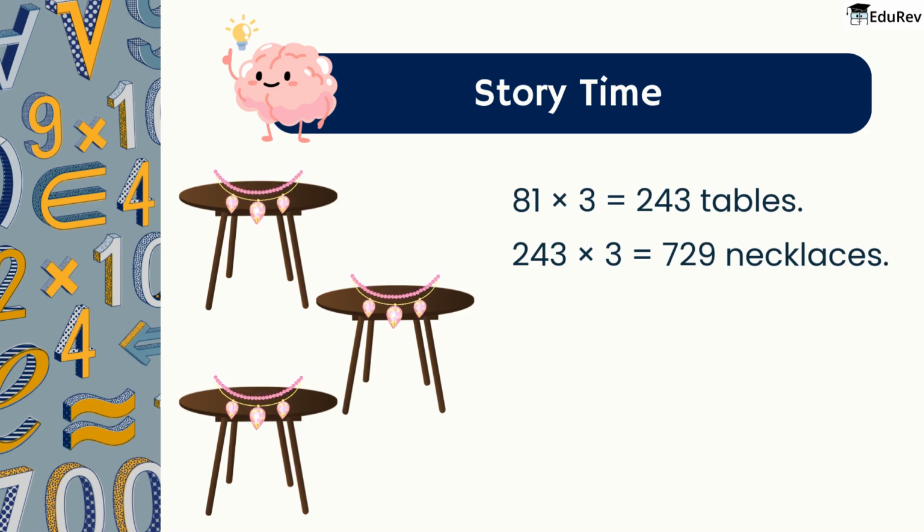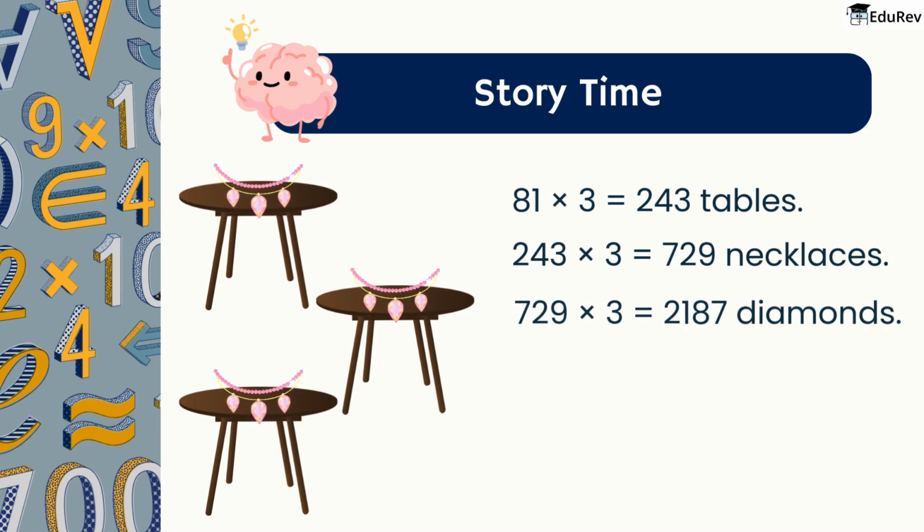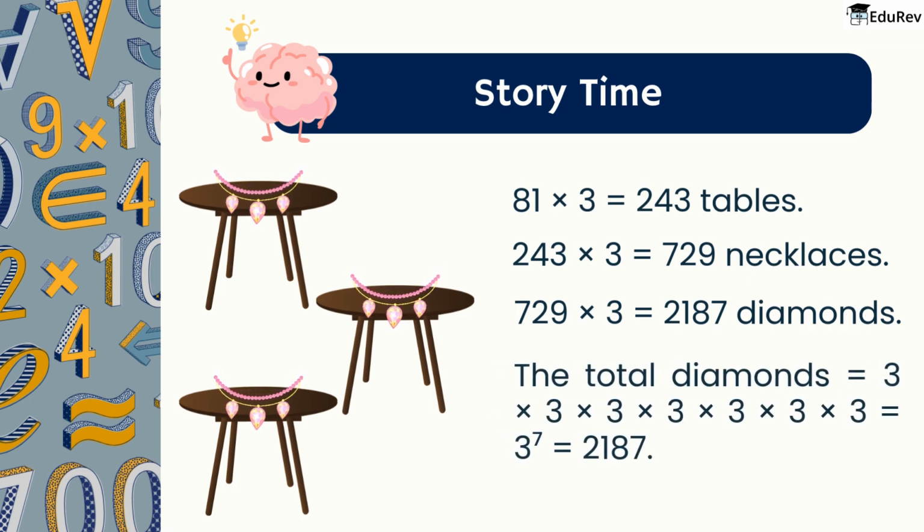Each necklace has 3 diamonds. So 729 times 3 equals 2187 diamonds. So the total diamonds is equal to 3 times 3 times 3 times 3 times 3 times 3 times 3, which is equal to 3 raised to power 7, which is equal to 2187.